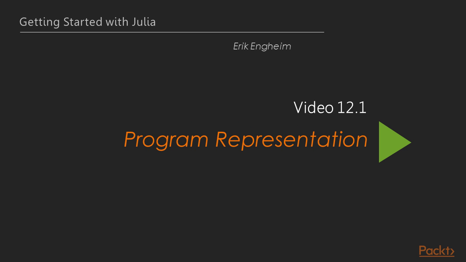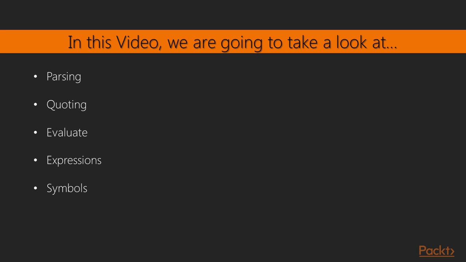So let's start with looking at the representation of programs. To understand that, we first have to look at how parsing works in Julia, how we take some textual representation of a program and turn that into some kind of representation of that code in memory that Julia can work with. And we're going to look at something called quoting, which is a way we can avoid having some code get evaluated right away. That's important if you want to be able to do something with the code before it runs.